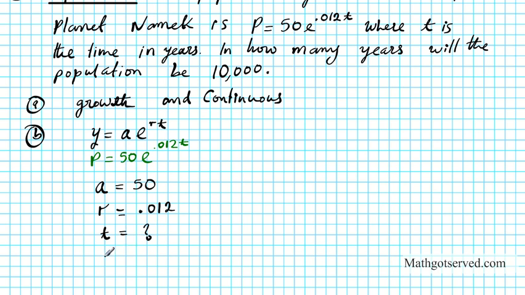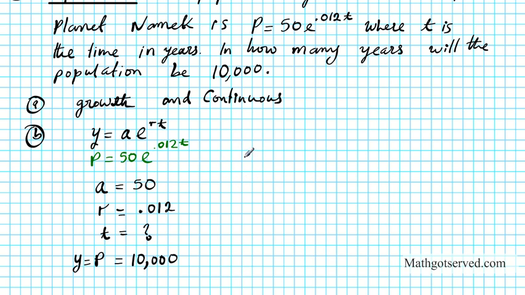And then the final amount is P, Y is the same thing as P. In this case, it's 10,000. When will we have 10,000 Namekians on planet Namek, starting from 50 using this growth rate and this model? That's what the question is asking.